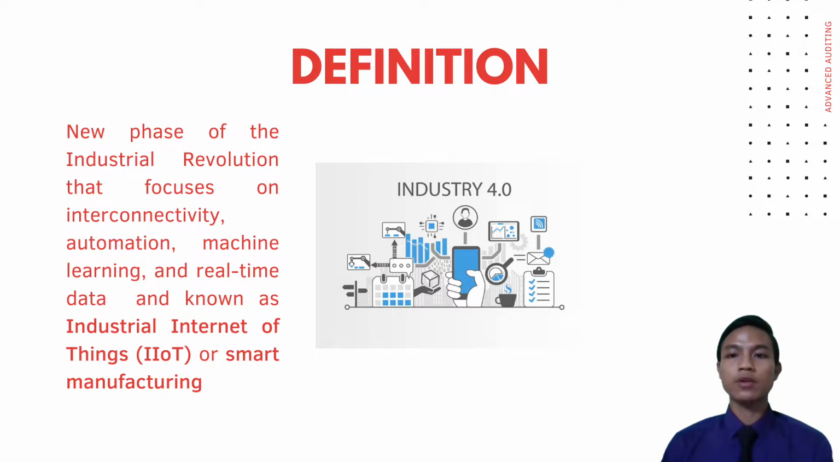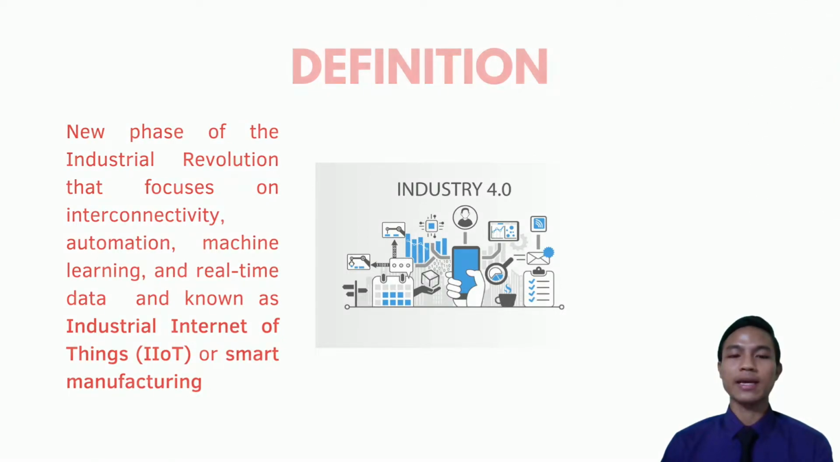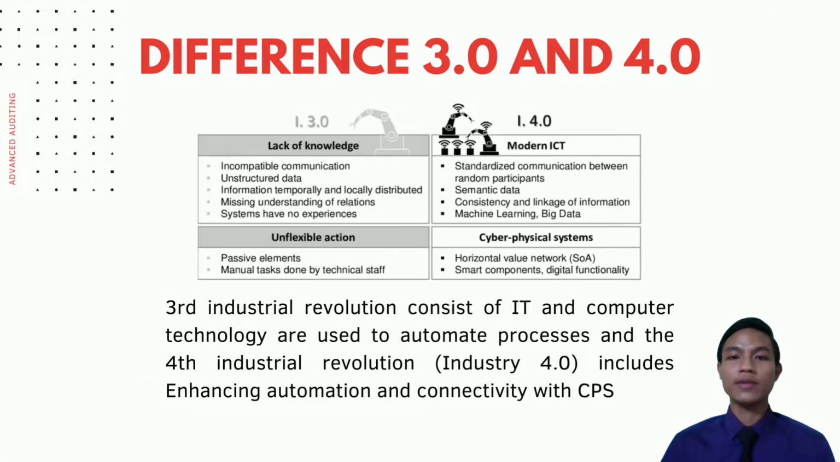The term Industrial Revolution 4.0 describes a new phase of the Industrial Revolution that focuses on interconnectivity, automation, machine learning, and real-time data. Industry 4.0, also known as the Industrial Internet of Things, IIoT, or smart manufacturing, combines physical manufacturing and operations with smart digital technology, machine learning, and big data to create a more holistic and connected ecosystem for manufacturing and supply chain management companies.